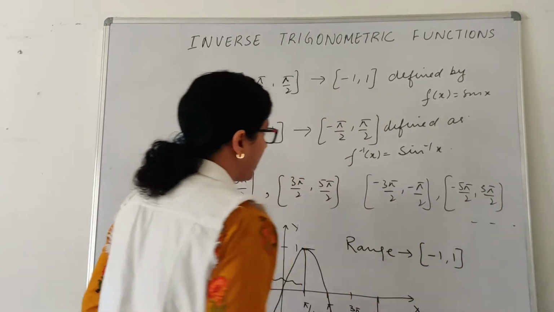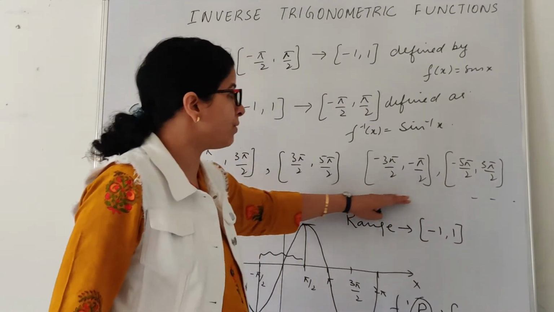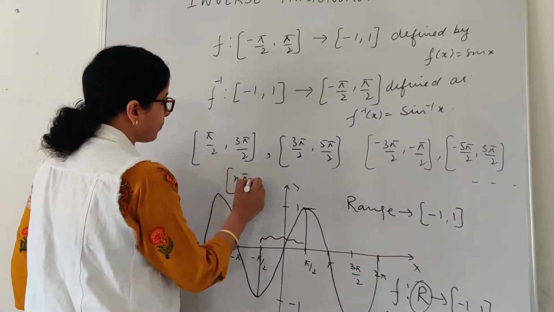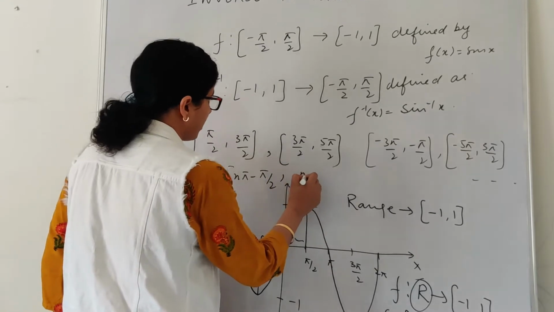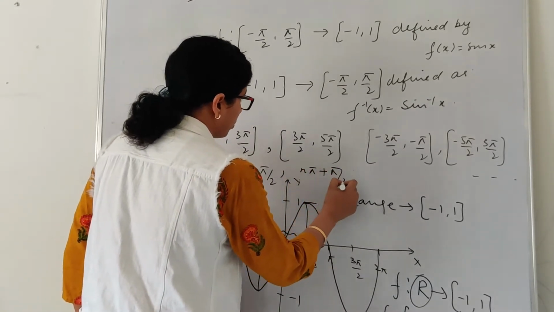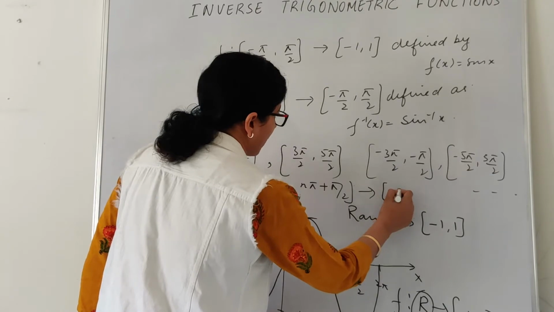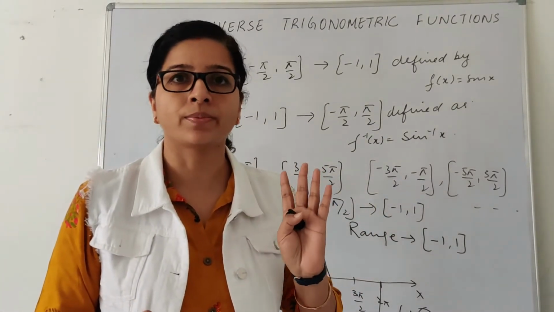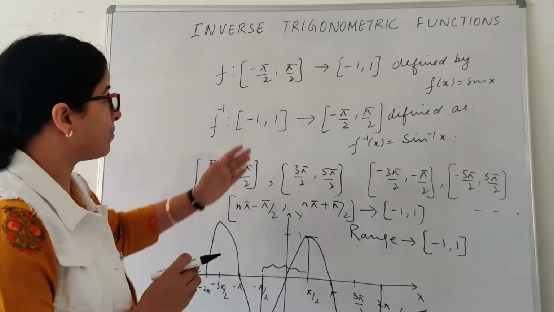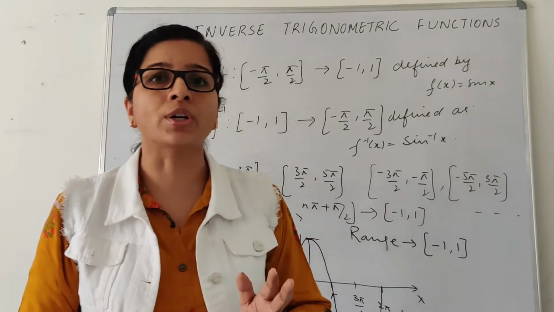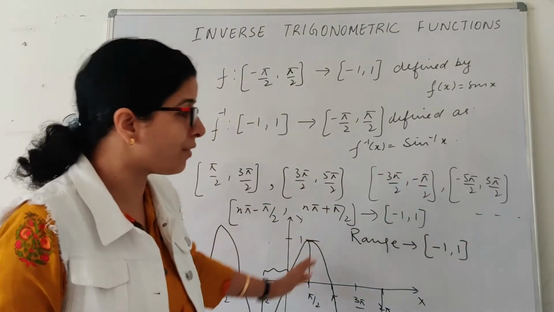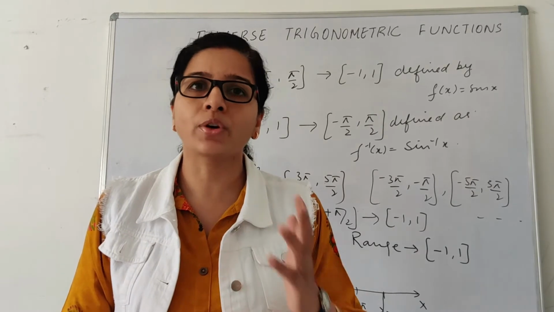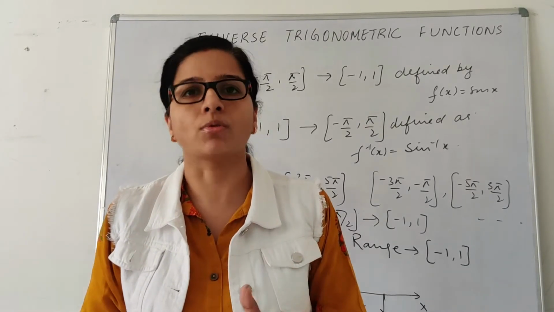And so on, right? So I can define my inverse function in any interval of the kind nπ − π/2, nπ + π/2 to −1, 1 in case of sin inverse x. Okay, so this is the way we can define our inverse function in every trigonometric direction. This I have discussed about the sine. Similarly we will do in cos. Similarly we will do in tan and so on.